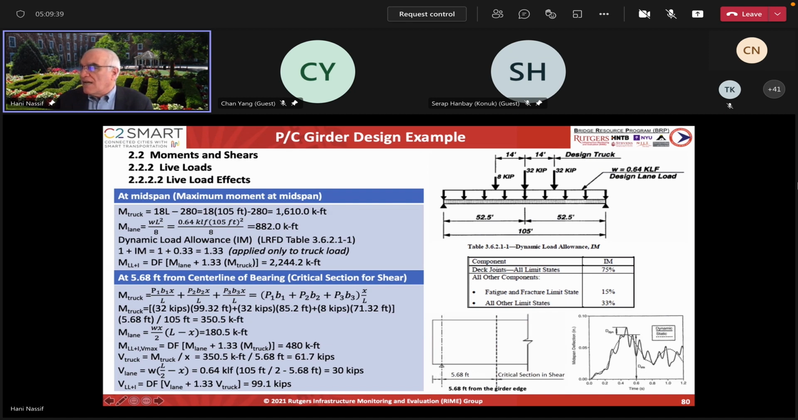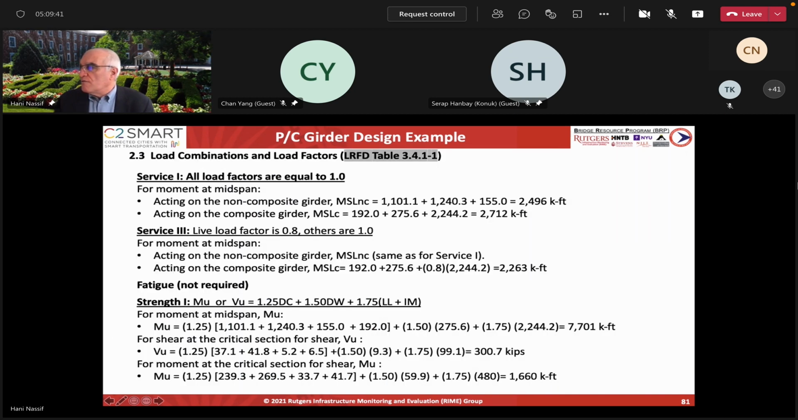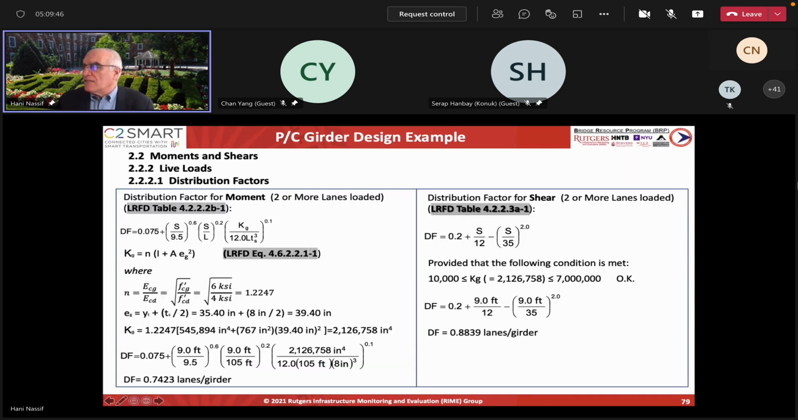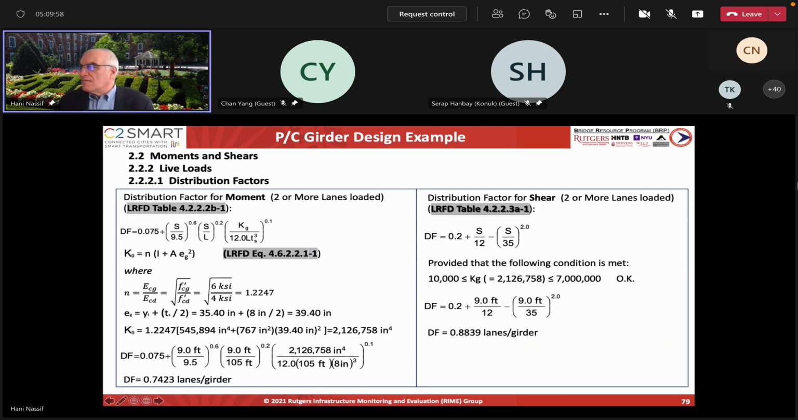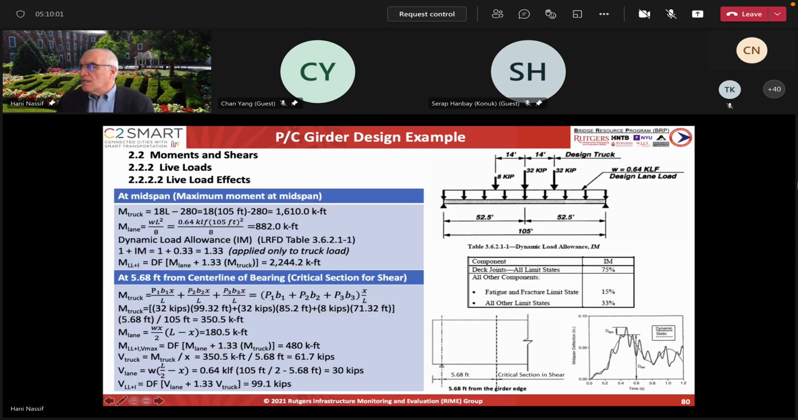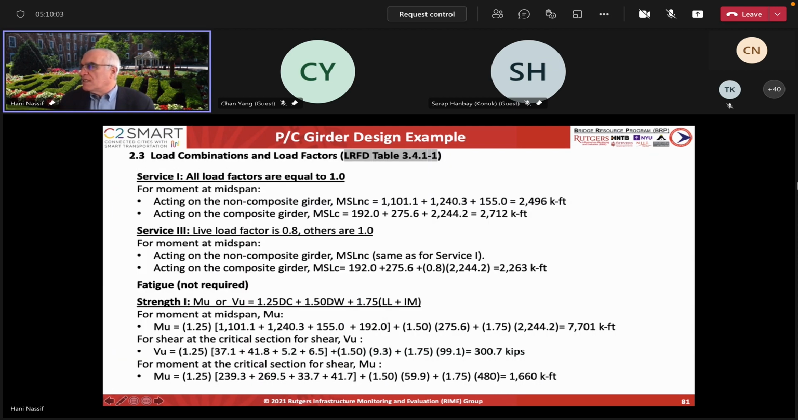So the live load is 2244. This is the one here. And 275, we got to go back to the dead load, I believe, earlier. Where's the load here? So you would get, depending on the X, I think we calculated them. Let's see. We're not putting the dead load separate, but we would have to. Anyway, so this is the first service one.